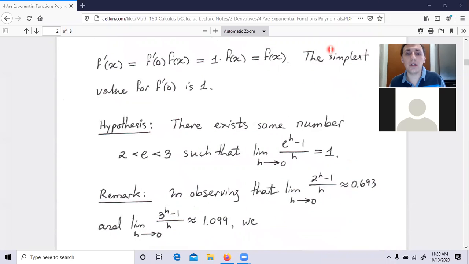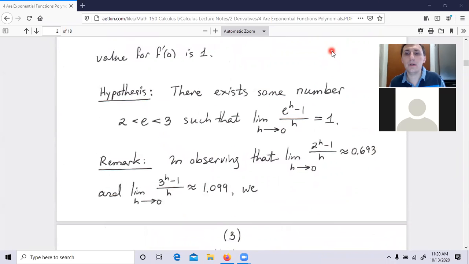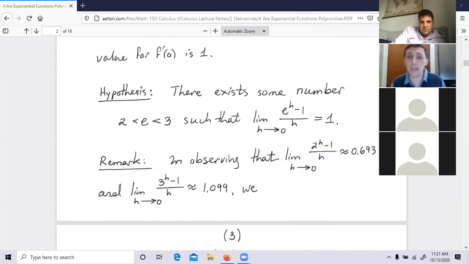So here is our hypothesis. This is where we ended up in the last section. Our hypothesis is that there exists some number which I call e, and the number by experiment is between 2 and 3, where the limit as h goes to 0 of (e to the h minus 1) over h equals 1, because that limit is the derivative of e to the x at 0, right? So I just have to find that number, and I think it might be between 2 and 3.